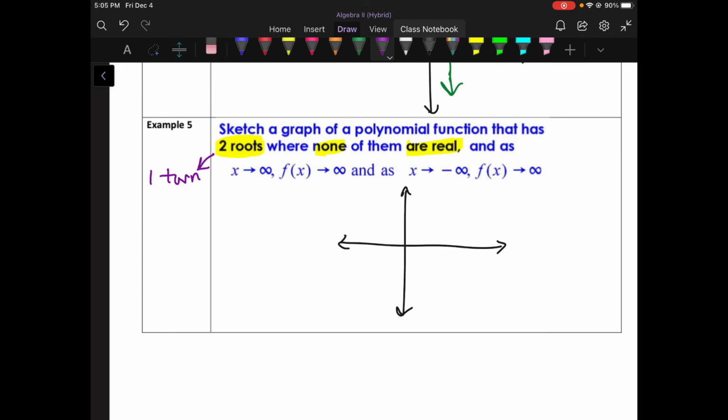Okay, 2 roots. One turn, sorry. 2 roots, 1 turn. None of them are real. Now looking at the end behavior, so as my function goes to the right, so I'm just going to start right here. My graph goes up. As my function goes to the left, my graph still goes up. So again, it's only going to have 1 turn, and I cannot cross the x-axis. So it's like a parabola opening up that is not going to cross the x-axis.